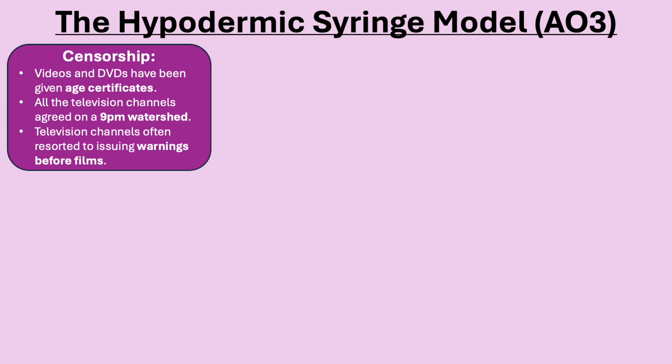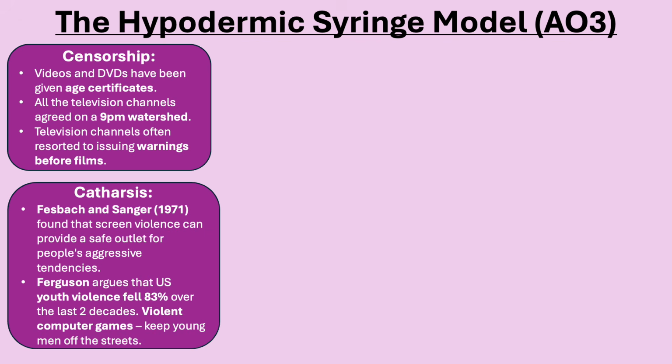So censorship. In order to overcome children being exposed to violence, videos and DVDs have been given age certificates. Also, all the TV channels agreed on a 9 p.m. watershed, and television channels often resort to issuing warnings before films, so warning this show may contain scenes of violence or things like that, when they have a little warning at the beginning or a little pop-up, like Netflix. I think it's in the top left corner or something, it pops up at the top normally.